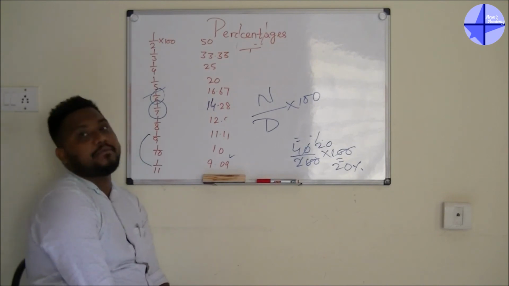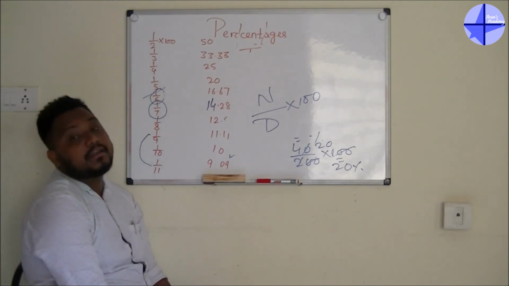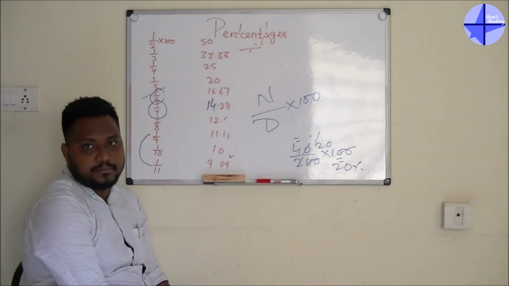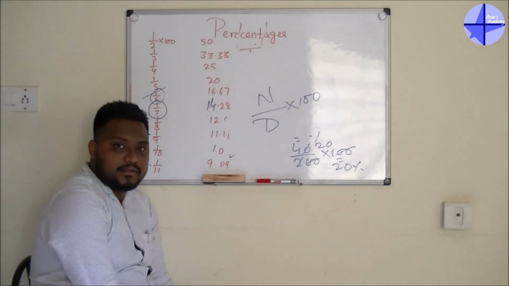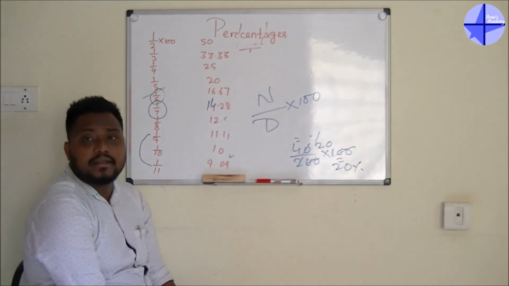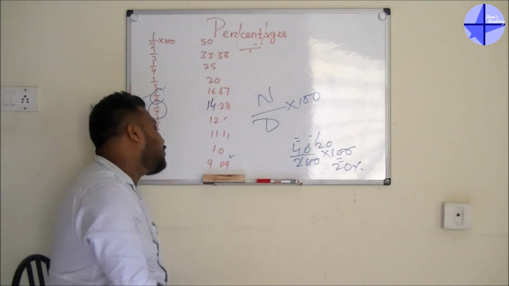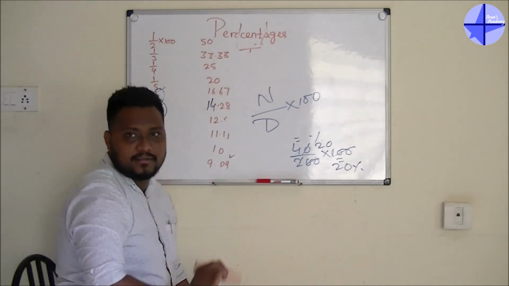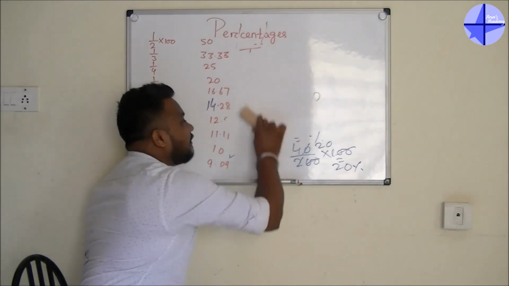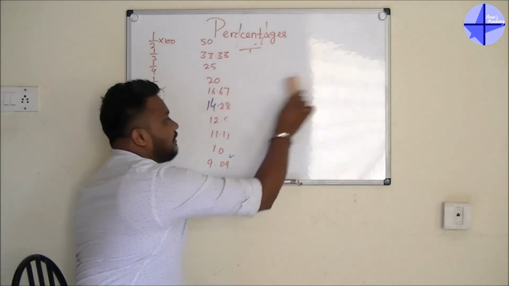They will ask you type number 2, type number 3, type number 4 and type number 5. It means there are 5 types of questions in percentages. So let's go for type number 2. Type number 2 is known as the increase and decrease. Okay, so I'll give you one simple example.